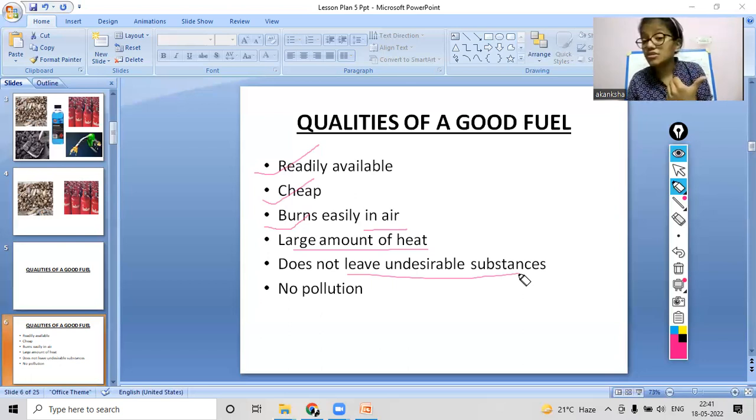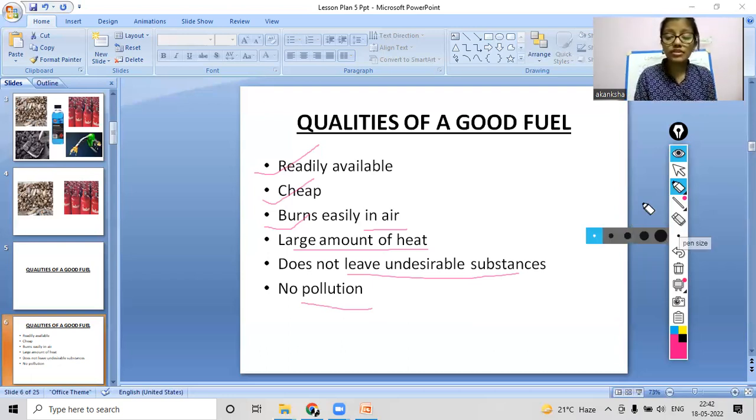In the case of wood, when we burn it, it causes so much smoke. It should not cause that smoke, because our houses are small, so where will all the smoke go? Inside our houses, so it will be a very undesirable situation. That's why they should not leave any undesirable substances. This is also a very important point. And there should be no pollution. We have to keep in mind the fuel that we are using should be a clean fuel causing less and less pollution, right? So these are some of the qualities of a good fuel.